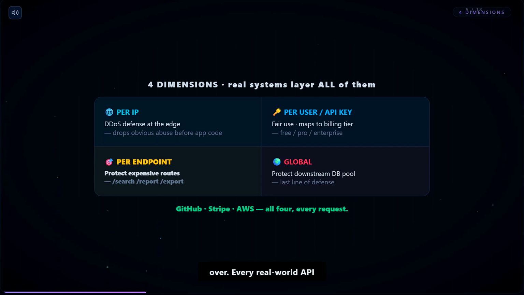Every real-world API combines these. GitHub limits per token and per IP and per endpoint. Stripe limits per API key, per object type, and globally per region. Layer them, that is the real answer.